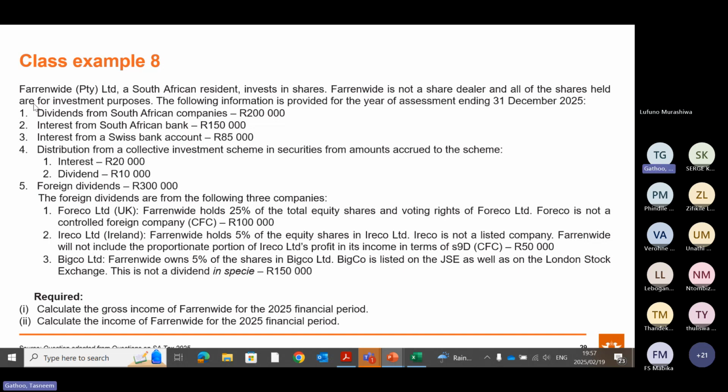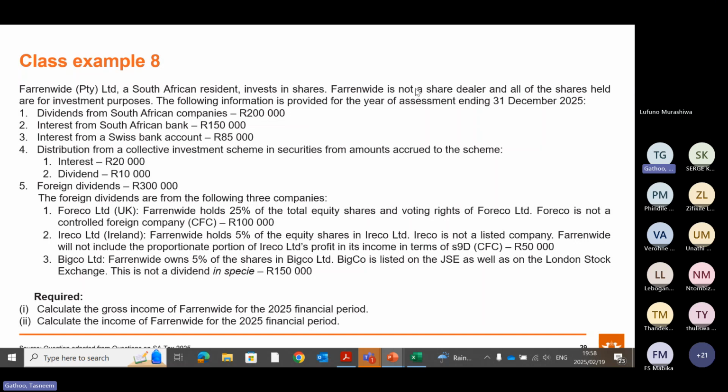What happened here? Fair and Wide, Pty Limited, when we see Pty Limited, we're dealing with a private company, right? Fair and Wide Pty Limited is a South African resident that invests in shares. Fair and Wide is not a share dealer, and all of the shares held are for investment purposes. So it's to say that they are not investing in shares as a share dealer, so the receipts from these shares would not be considered revenue in nature. It would be considered capital in nature. That's where that comes in.